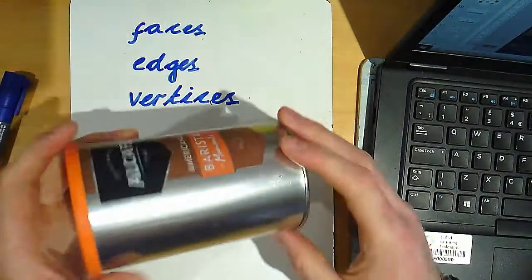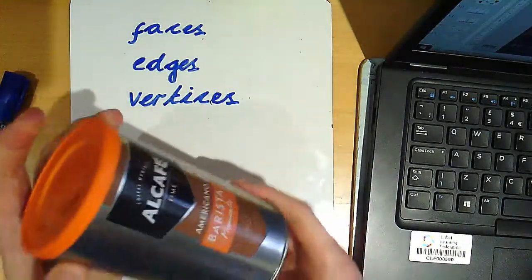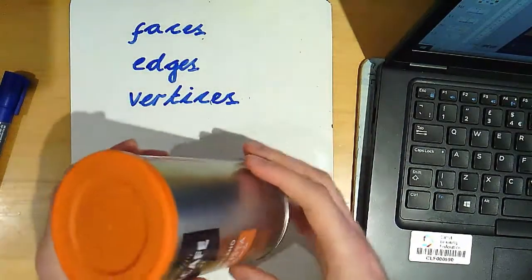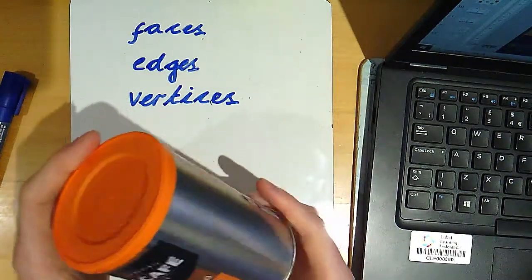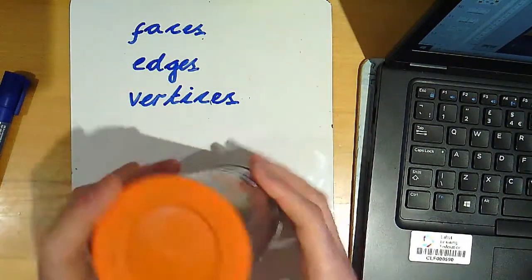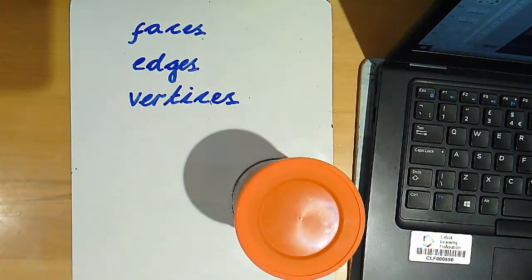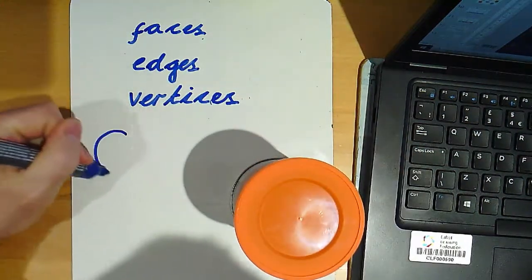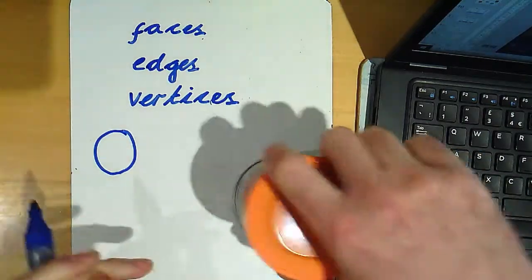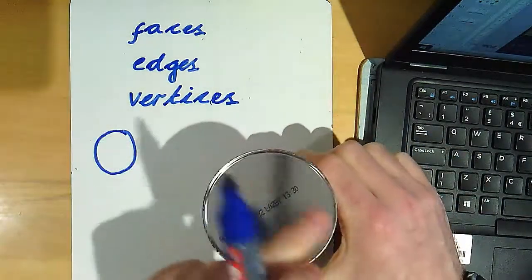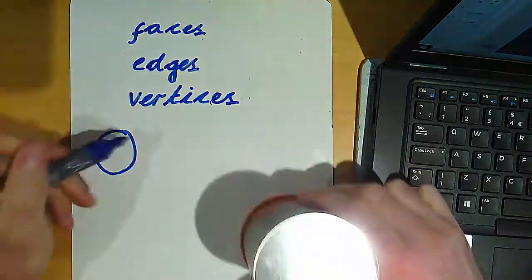So here I've got my cylinder. Remember I used this yesterday. Okay, and my cylinder, I can see that it has a face here on the end that is making the shape of a circle. And if I turn my cylinder around, I can see another face here, which is another circle.